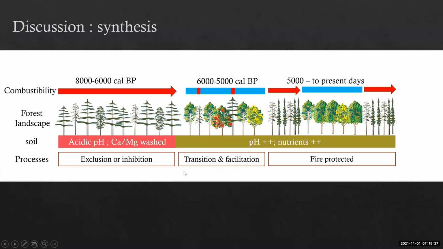Then there is a decrease of the Pinus genus and an increase of Betula, which will play a role of transition and facilitation during the first millennia, increasing the pH and bringing some nutrients, so fertilizing the soil, and also creating fire breaks in the landscape, so there is not such a large fire possible, and then Acer saccharum will be able to survive in this northern ecosystem.